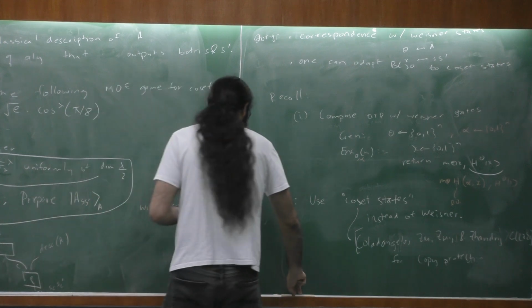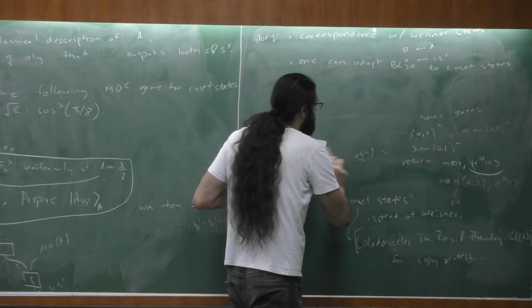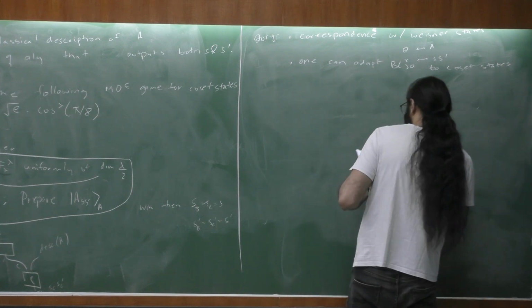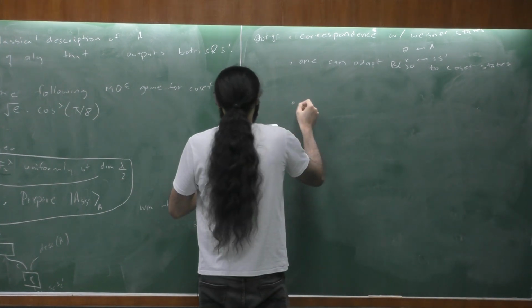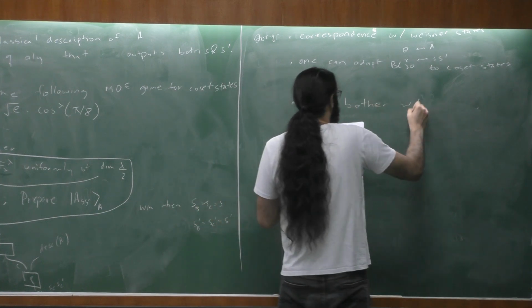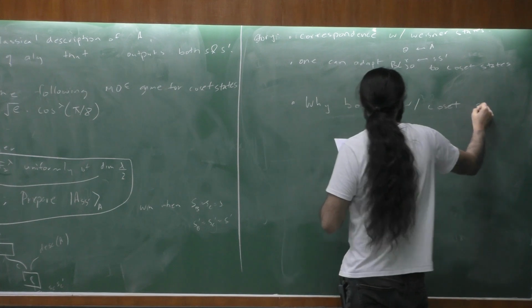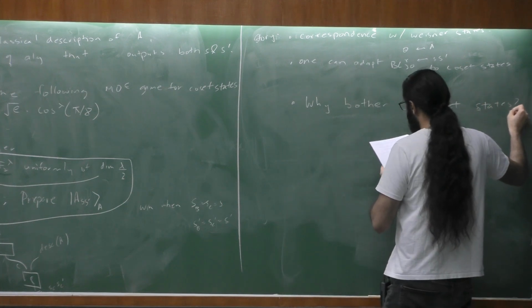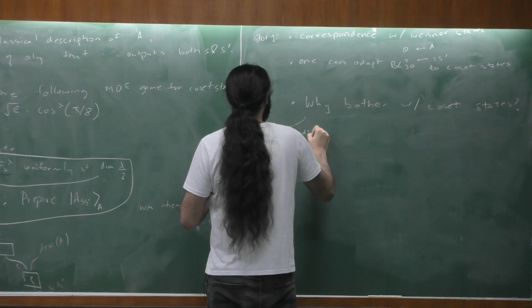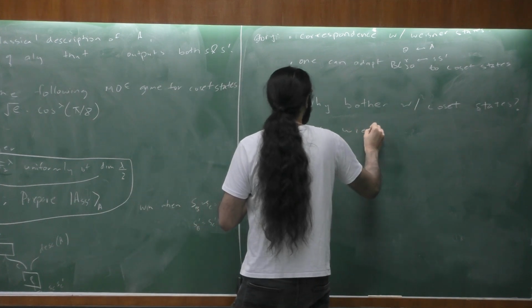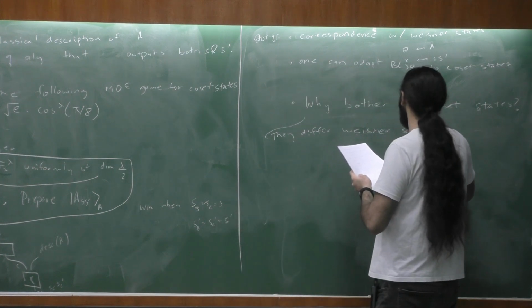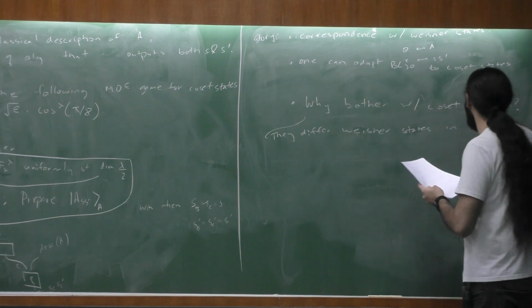So why does it help? Why bother with coset states? What is special about them? They differ from Wiesner states in the following ways.